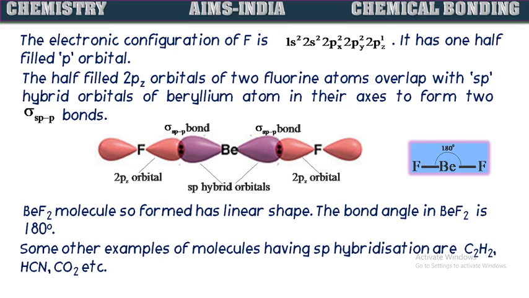Some other molecules which have this sp hybridization are C2H2, that is the acetylene molecule or ethyne, hydrogen cyanide, carbon dioxide, etc.